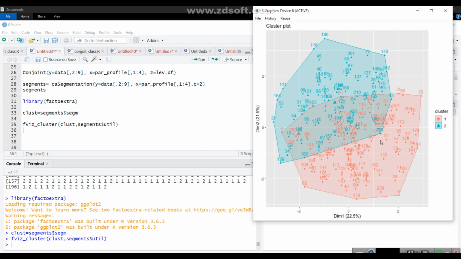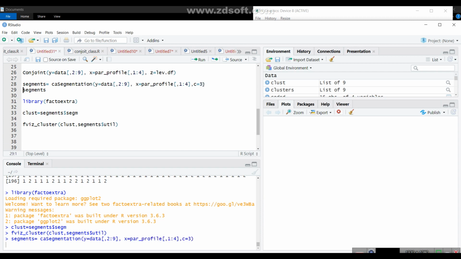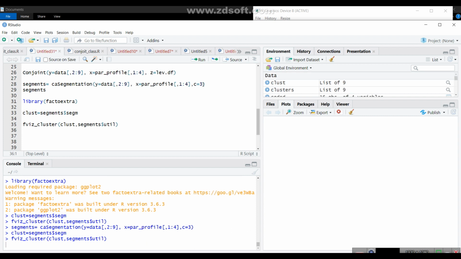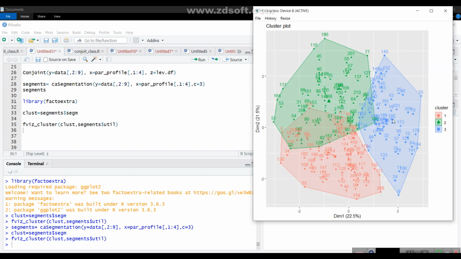these are my 2 clusters, but there are some overlapping consumers here. So maybe I can increase the number of clusters. Let's see what happens. Okay, yeah, this makes more sense. Now we can easily divide our consumers into 3 clusters based on our analysis. This division is based on the utility scores for each consumer.